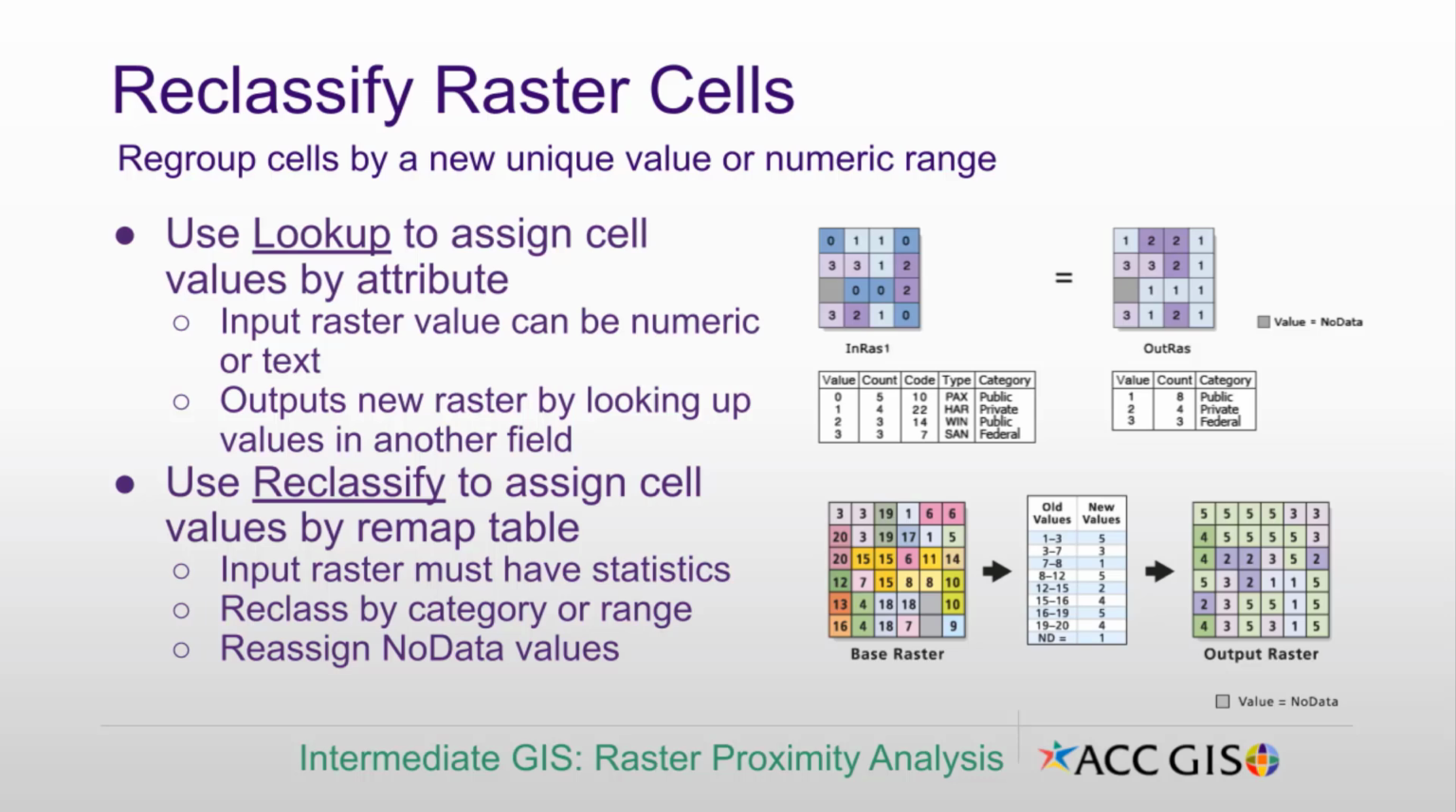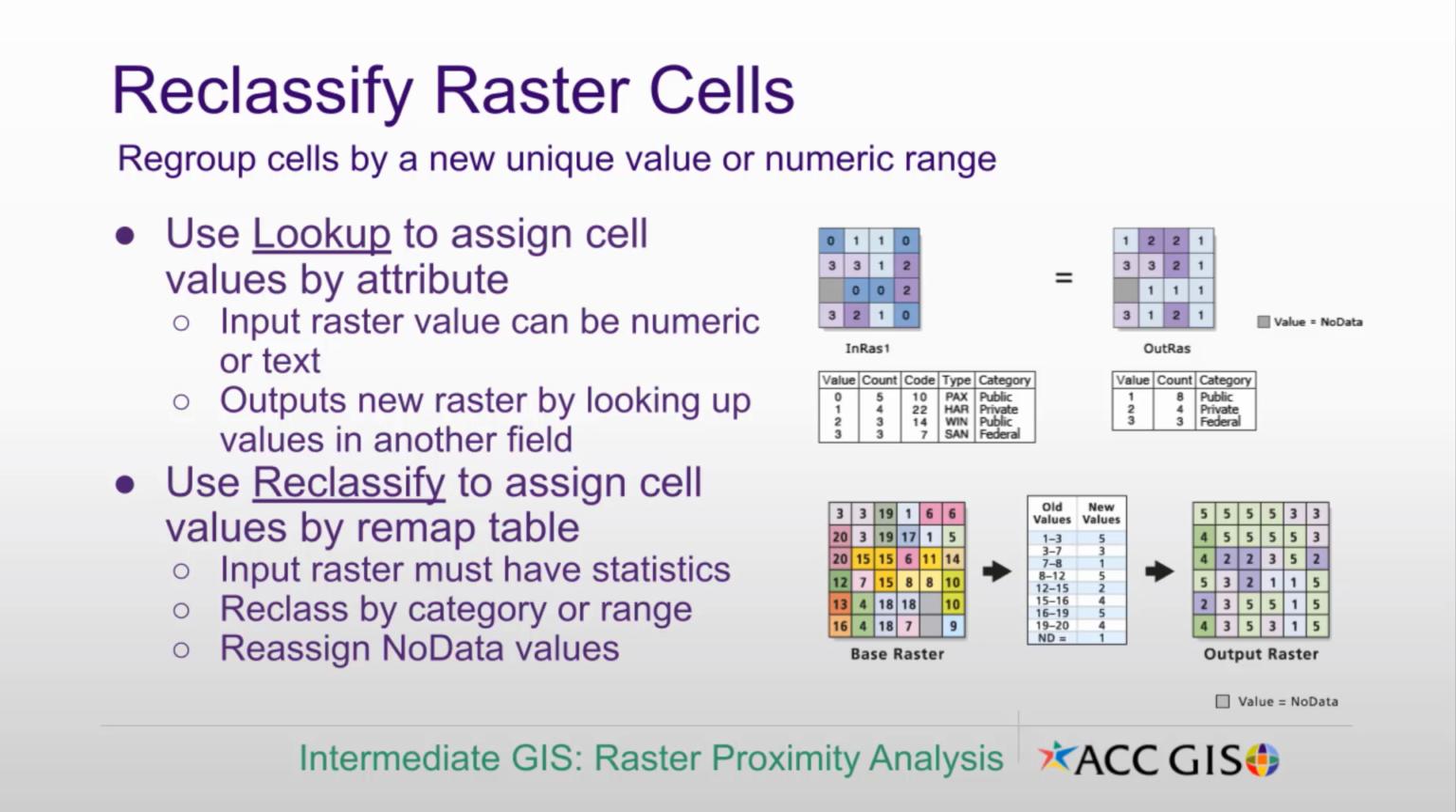If you look at the example on the right, you can see I've got my in raster, which is an integer raster that includes an attribute table. And the attribute table includes the category field with public, private, and federal. And then I'm utilizing the lookup geoprocessing tool to generate the output raster, which now has categorized my values by the public, private, and federal category.